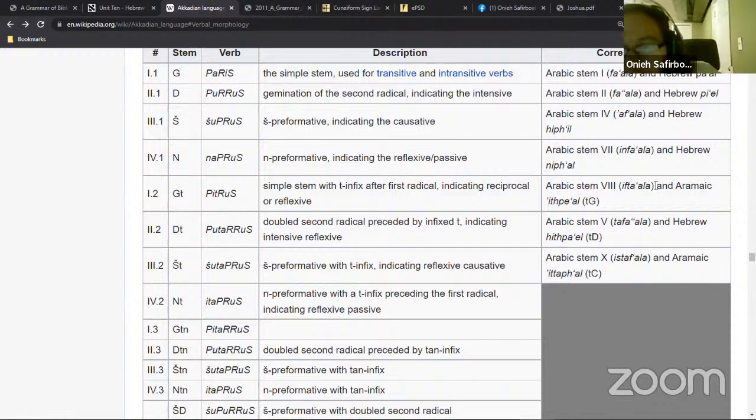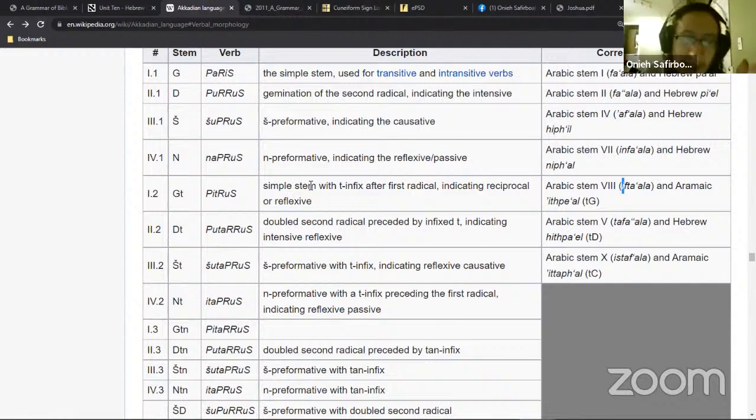Arabic has an I at the beginning and a T after the first letter. And then Aramaic has, basically Hebrew has hey and tav, and Aramaic seems to have the same thing. Arabic seems to have a hey first and then the letter and then the letter tav.